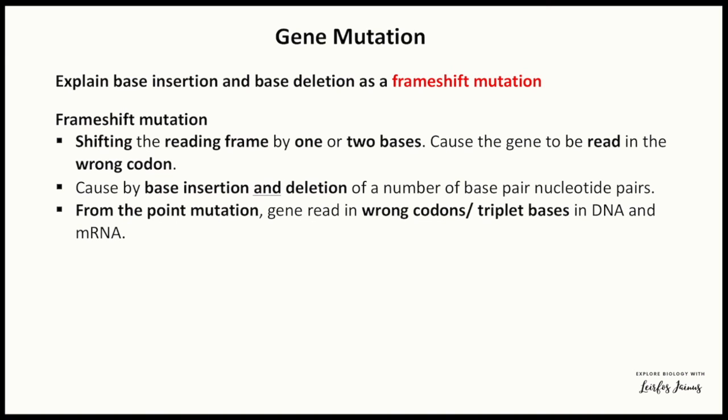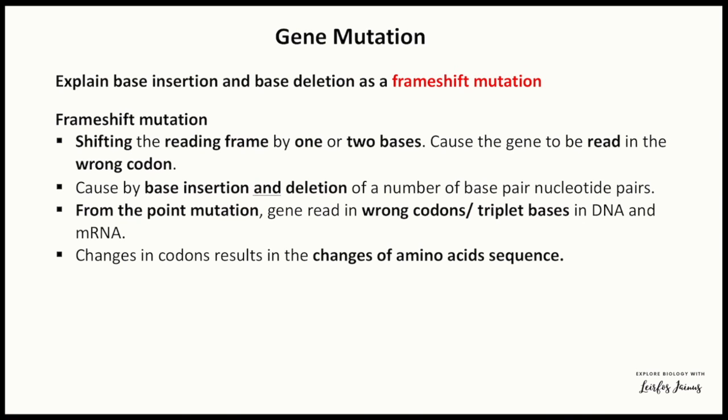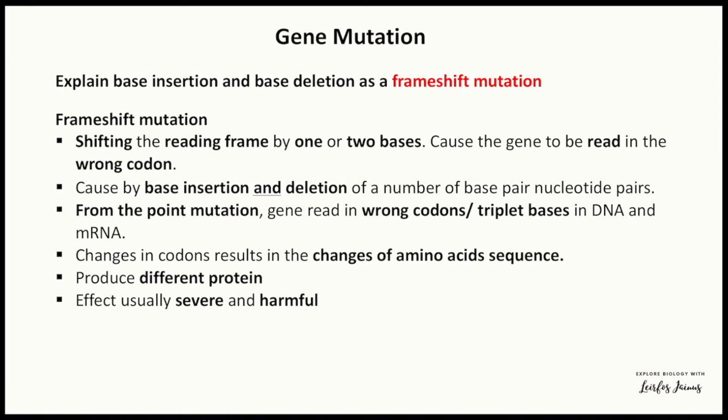From the point mutation, the gene is read in wrong codons, or triplet bases in DNA and mRNA. Changes in codons result in changes of the amino acid sequence, producing a different protein. The effect is usually severe and harmful. For example, Tay-Sachs disease and major thalassemia.